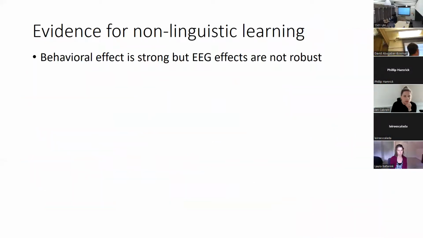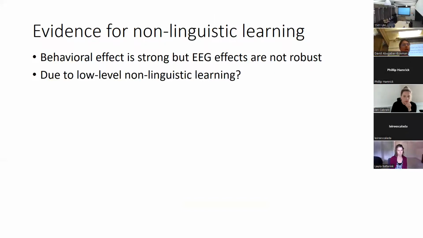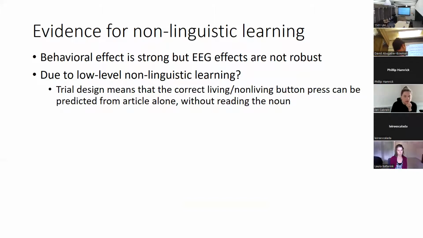So up to now, what we've seen is that the behavioral effects were strong, but the EEG effects were not very robust. And I argue in the dissertation that this could be due to low-level non-linguistic domain-general learning in the experiment. So when you look at the trial design, you can predict whether you're going to press the left or the right button based on the article in isolation.